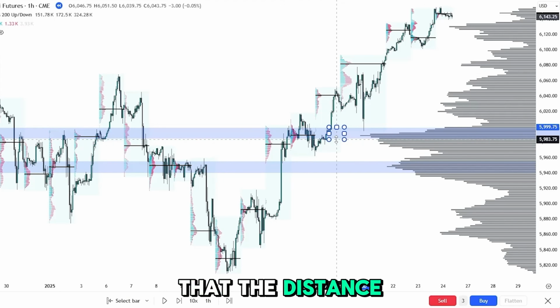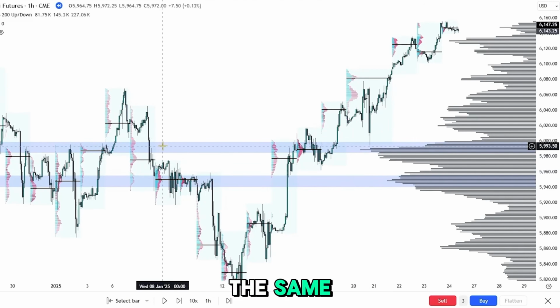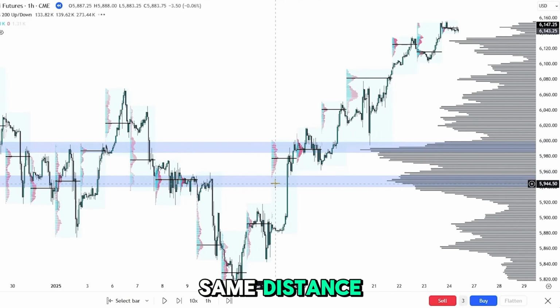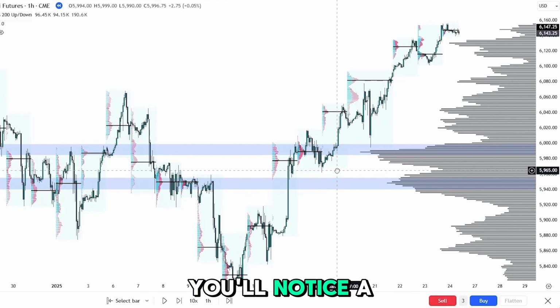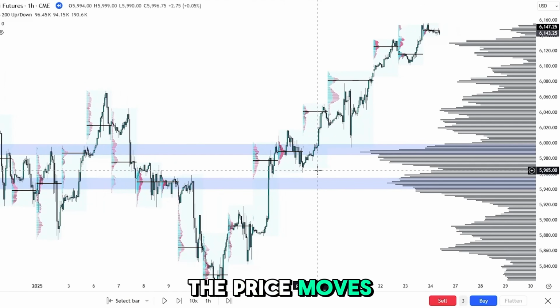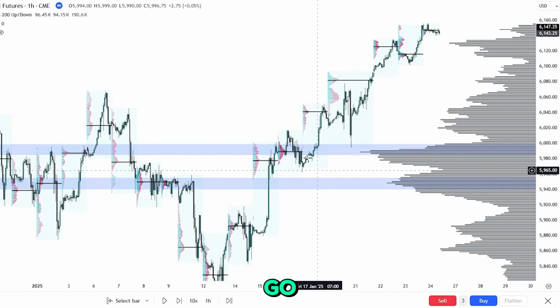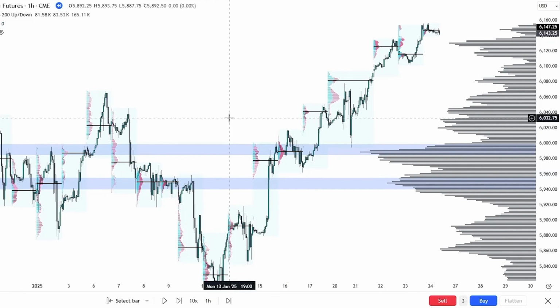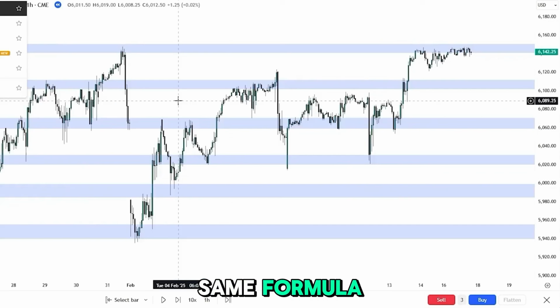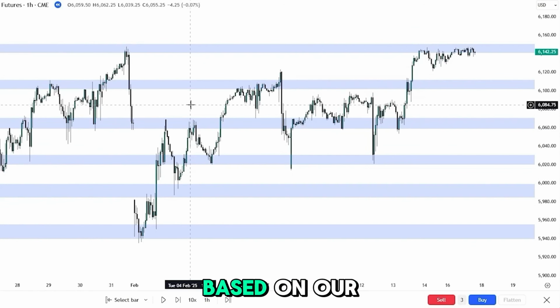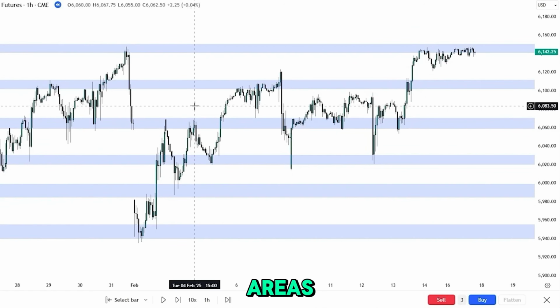You'll also notice that the distance between each of the levels should be roughly the same. Not exactly the same distance, of course, but you'll notice a certain pattern and rhythm in the way the price moves. And eventually you'll see where a supply and demand level should go. That's when you know you got it. But for now, I'm just going to add a few more supply and demand levels following this same formula. Alright, here are the levels, based on our formula targeting high volume areas.